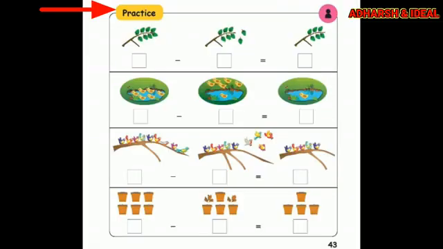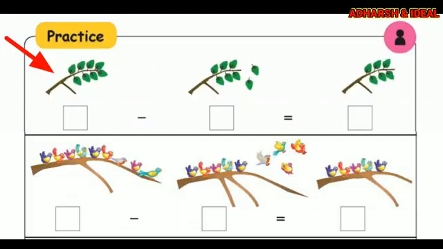See the practice. First question. Look at the picture. What is this? Yes, this is one branch of a tree. Okay, how many leaves are in this branch? There are 8 leaves. So write number 8 in the box. Look at there. 2 leaves fell down from 8 leaves. Now guess how many leaves are left in the branch? Yes, there are 6 leaves left. Good. So write number 6 in the box.